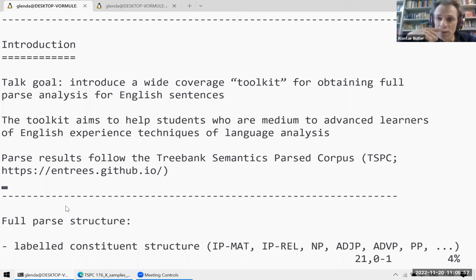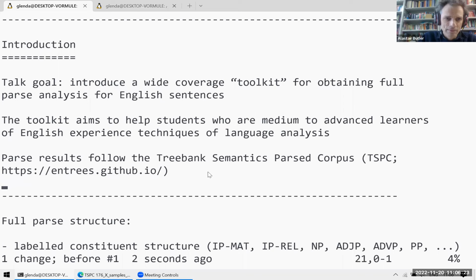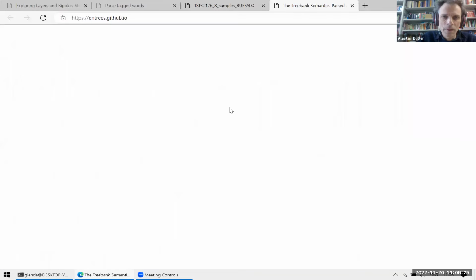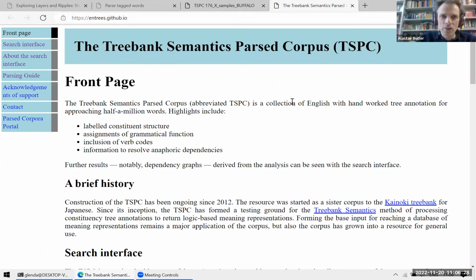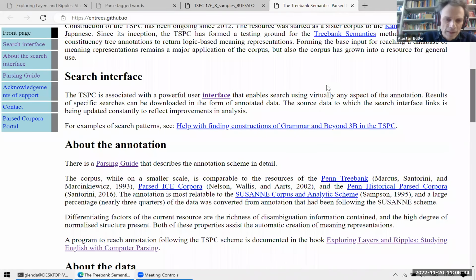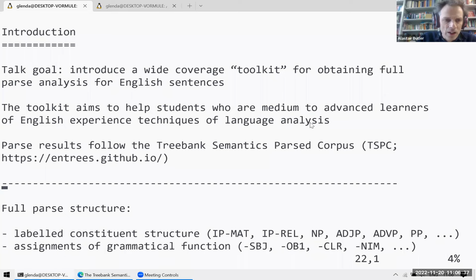The parse results that the parser that I'm going to talk about produces, this analysis is going to follow this treebank called Tree Bank Semantics Parse Corpus, which is available online at this URL. Yeah, I can quickly open that up. So here's the front page, and there's a search interface for exploring the data set. Anyway, that's the target of the analysis.